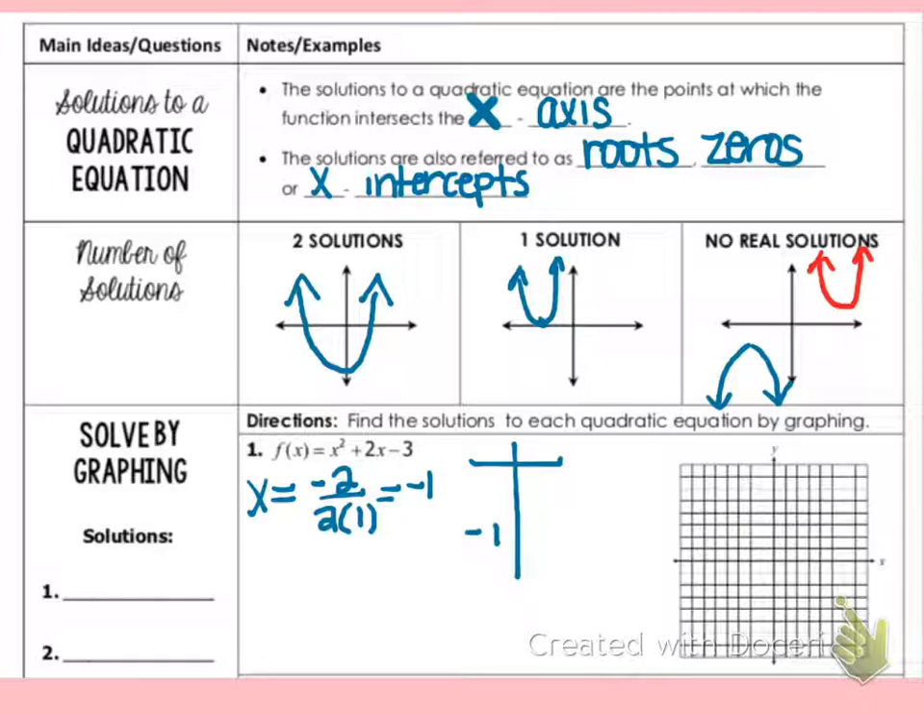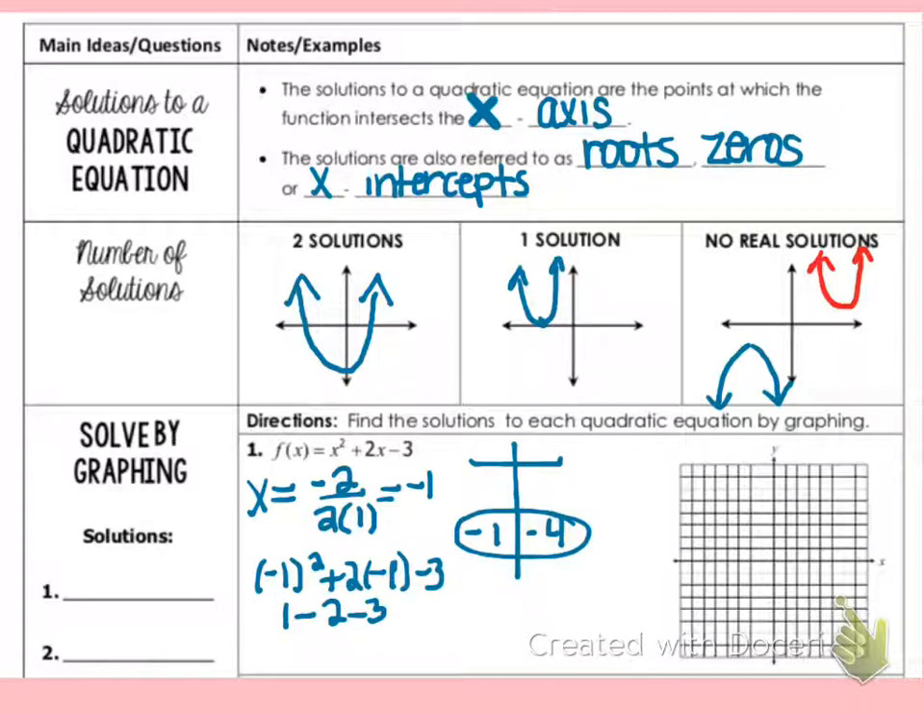Then we'd take negative 1 and substitute it back into the function. That would look like this: negative 1 squared plus 2 times negative 1 minus 3. So that would be 1 minus 2 minus 3, which is negative 4. So we have our vertex at negative 4. We plot that point. That also means the axis of symmetry is at x equals negative 1. Right here, where it didn't show up very well, is where the axis of symmetry would be, and the vertex would be on this line at negative 1, negative 4, which is right here.